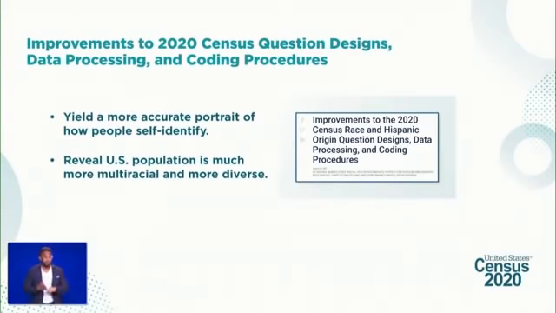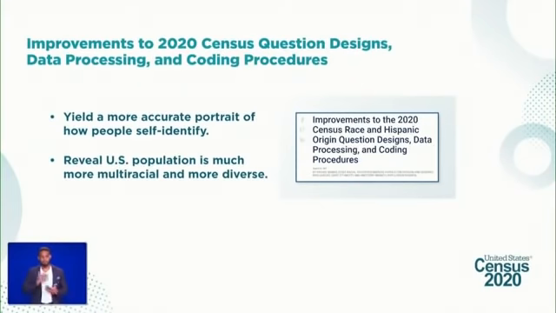The improvements and changes enable a more thorough and accurate depiction of how people self-identify, yielding a more accurate portrait of how people report their Hispanic origin and their race within the context of a 2-question format. These changes reveal that the U.S. population is much more multiracial and more racially and ethnically diverse than what we measured in the past.